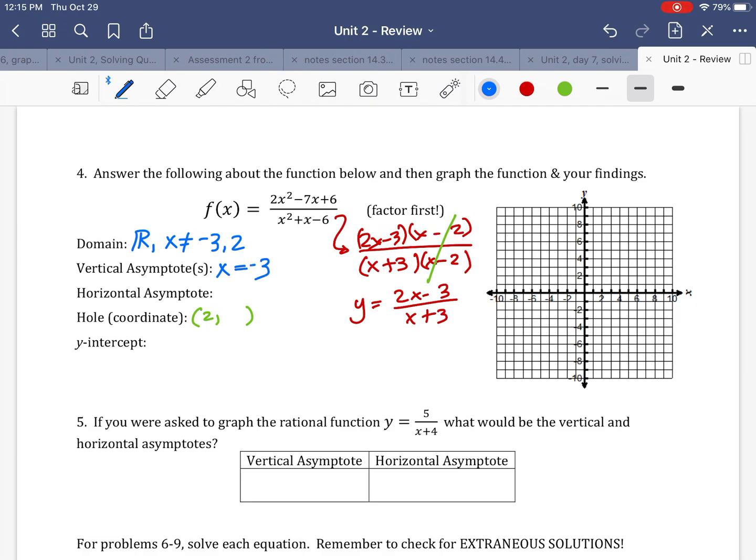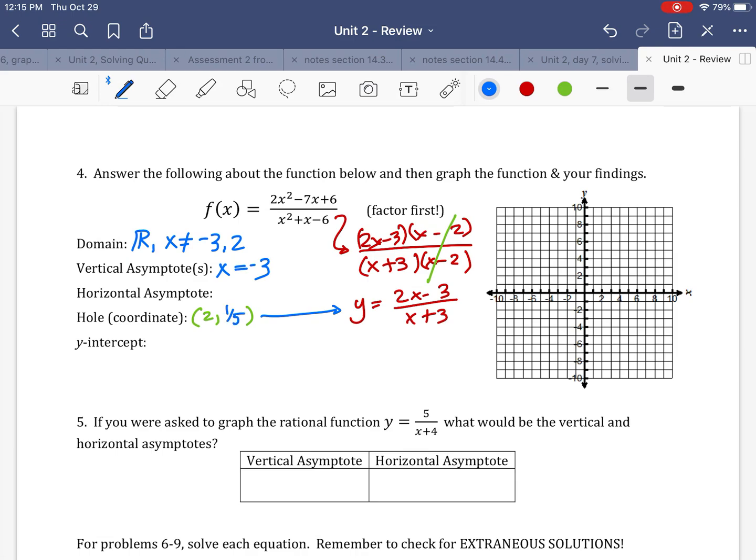The other part went on to become a hole, so to get the rest of that hole, you would plug 2 into this remaining piece. So 2 times 2 on top is 4, 4 minus 3 is 1. So I get 1 over 2 plus 3 is 5, so 1/5.